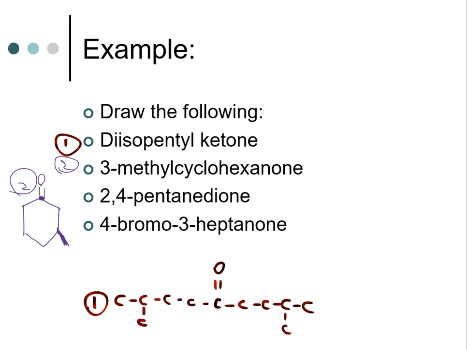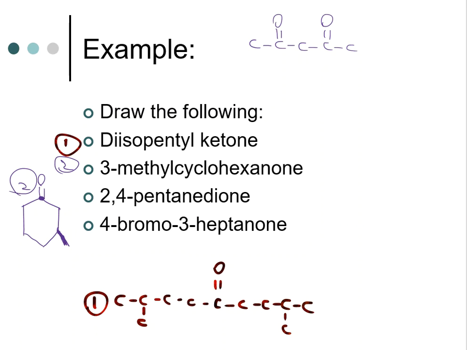2,4-pentanedione. All right, so if I go up here to the top right-hand side, pentane, 1, 2, 3, 4, 5. Dione means 2 ketone groups. Where are they? Well, they're at carbon 2 and carbon 4. So at carbon number 2, I have an one, and at carbon number 4, I have an one. So there's 2,4-pentanedione. There's 3-methylcyclohexanone, and down here at the bottom is diisopentyl ketone.